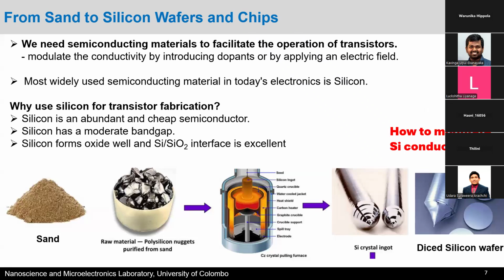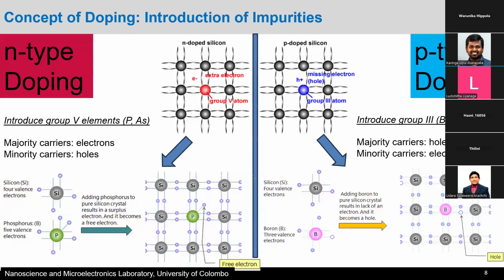Once we have this very pure silicon in wafers, how do we modulate the silicon conductivity, right? So that's the key question. And so I want to explain the concept of doping before I move on any further. So here we actually introduce certain impurities into silicon. These impurities are nothing other than group 3 or group 5 elements, right? And there are two types of doping. They are called N-type doping and P-type doping.